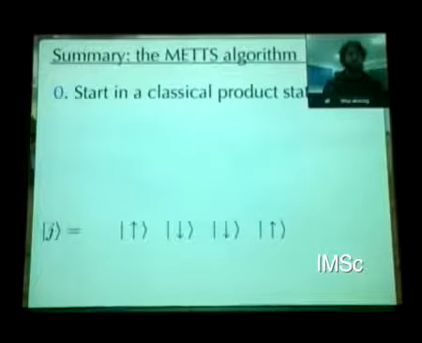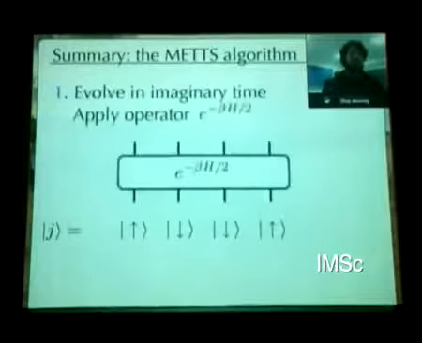But basically, just to give you an idea: you start, and here we're using spin, but it works for other kinds of models. And we're thinking also of a 1D system. So you start with a product state, and then you evolve this product state in imaginary time. And all that means is that you apply the operator e to the minus beta H over 2.